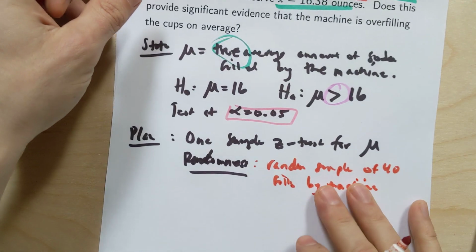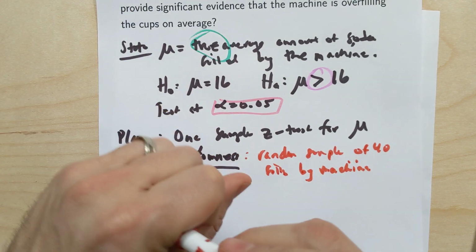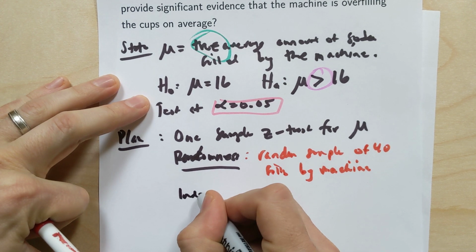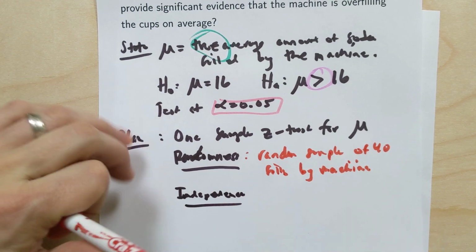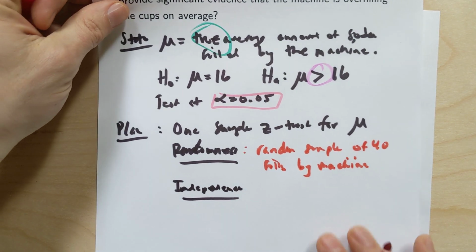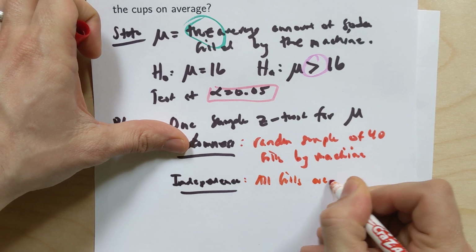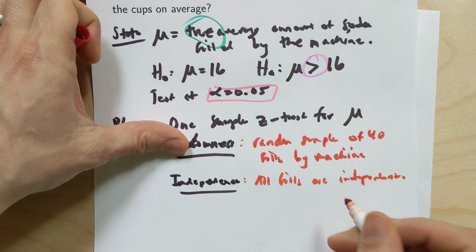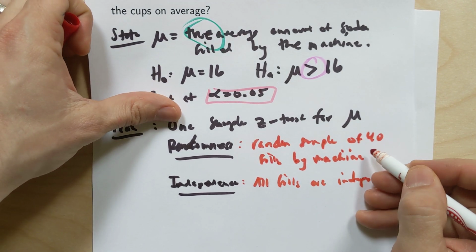And then let's think about independence. I'm going to write down the word independence. This is kind of connected to randomness. In terms of independence, in this case, I'm going to have to assume that any time this machine fills a cup is independent of every other. So I'm going to assume that all fills are independent. And I'll also assume that this machine will fill the cup way more than 40 times.